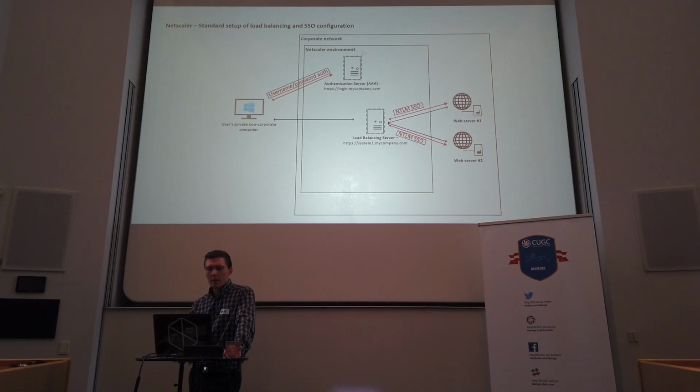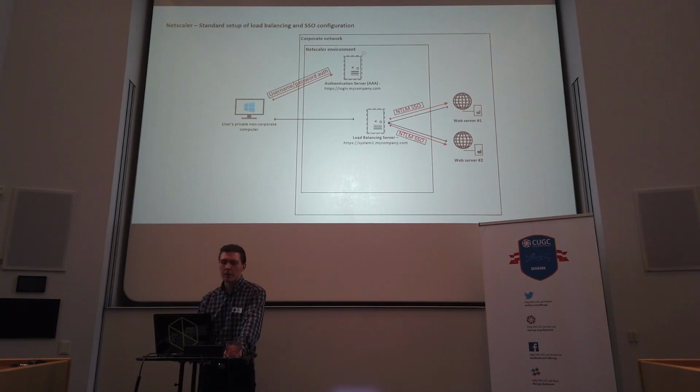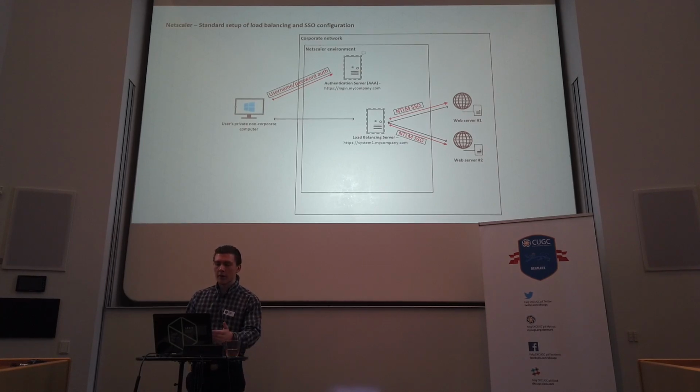So let's look at a primitive, simplified Netscaler setup. This has nothing to do with Capio, this is just a general setup. So you have the corporate network, and you have two web services to the right there, web server 1, web server 2. You also have the Netscaler environment. You can imagine that the Netscaler environment is the VPX or the appliance or whatever you're using. And on the Netscaler we have a load balancing server and we have an authentication server.